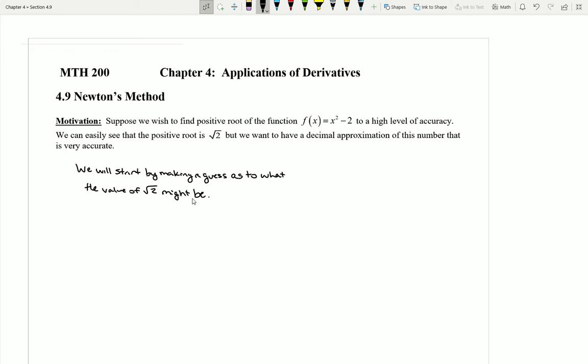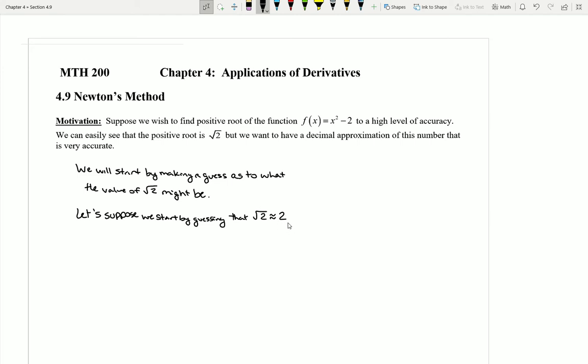So we could probably come up with a lot of different possible first guesses for what this value might be. Now, for the sake of argument right now, I'm going to suppose that I'm going to make a guess that, how about the square root of 2 is roughly 2? So I'll say here, let's suppose we start by guessing that square root of 2 is roughly equal to, say, the value of 2.